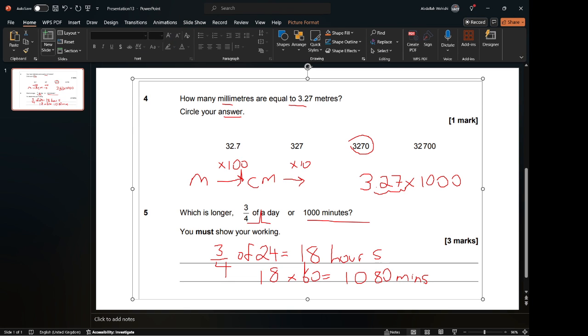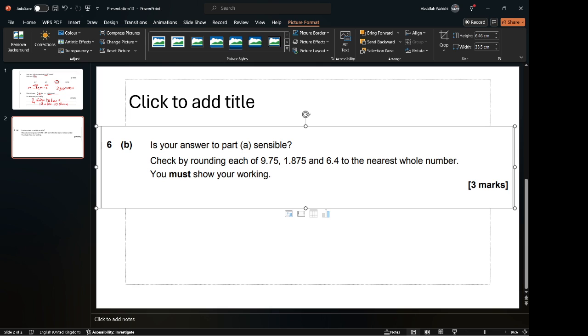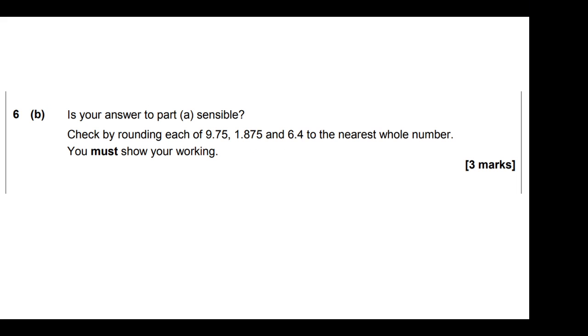So let's just do it in a new slide if we can. So what we're going to do, guys? Well, if we round each number to the nearest whole number, 9.75 will go to 10.